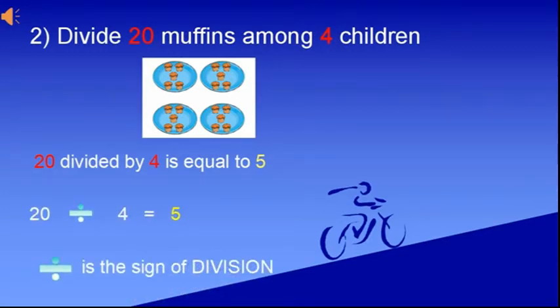In example number 2, we have to divide 20 muffins among 4 children. So we say 20 divided by 4 is equal to 5. We write it as 20, put the symbol of division, then 4 equals to 5. So each child will get 5 muffins each.